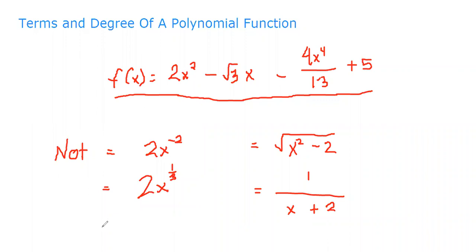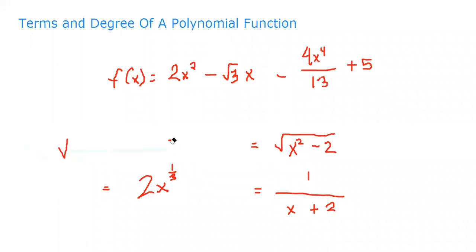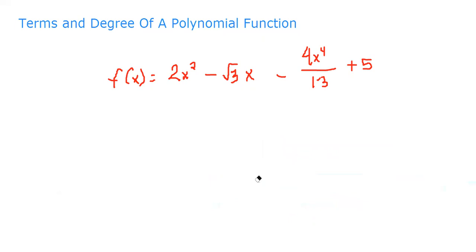So, in our given example, we have 2x squared minus the square root of 3x minus 4x raised to the 4th power over 13 plus 5. This is a polynomial function. Now, if we know that this is a polynomial function, we're going to identify its parts. So, the first part is, what is the degree? Okay, we're going to find out the degree of this function.